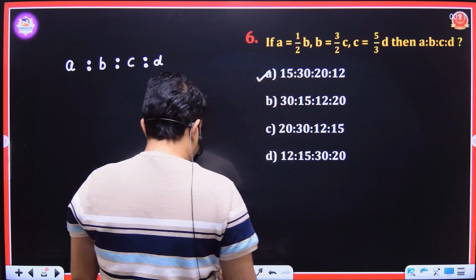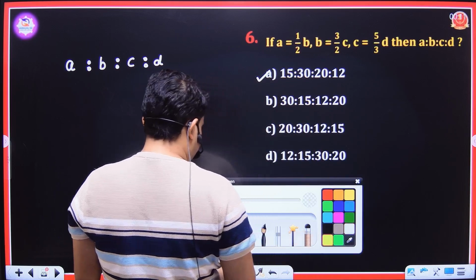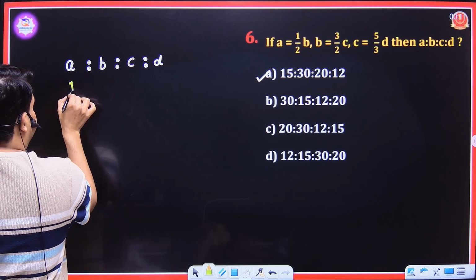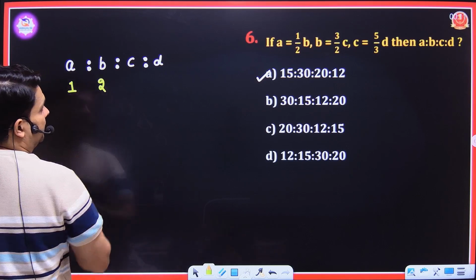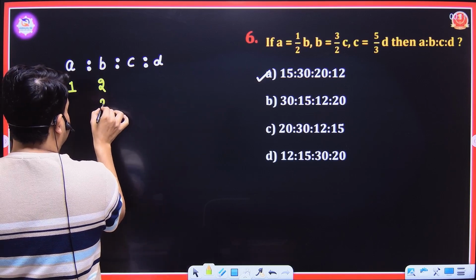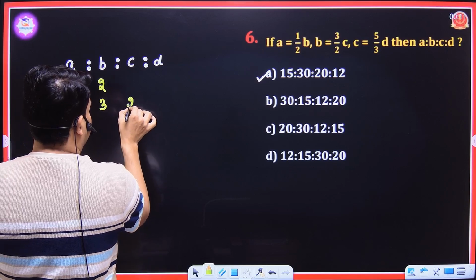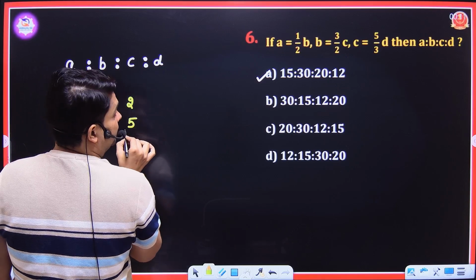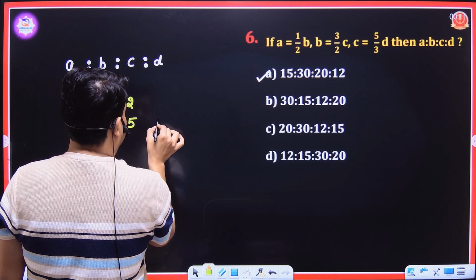But what we are doing here, we are learning things. We are in a learning phase. So A is equal to 1 here, then B is equal to 2 here. B is equal to 3 by 2 C. If B equal to 3 here, then C is equal to 2 here. C is equal to 5 by 3. If C is equal to 5 here, D is equal to here.